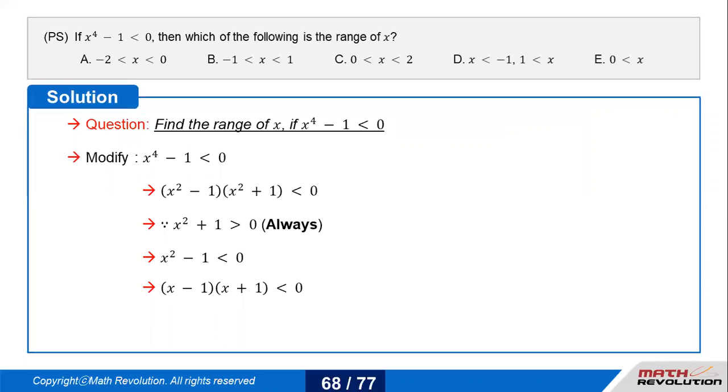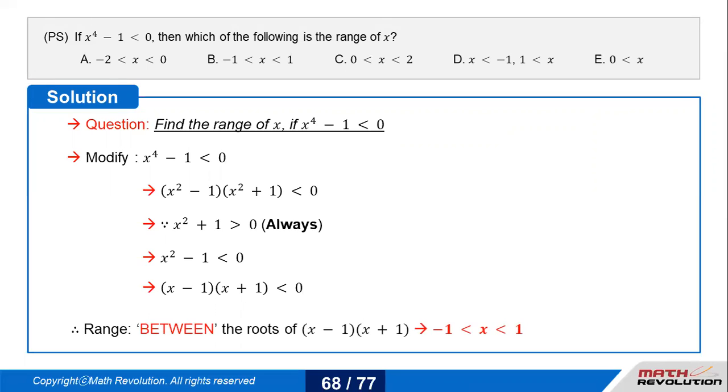Now, when this is less than 0, before getting into which factor would be negative and positive, recall the concept that x square plus 1 would always be greater than 0. If x square plus 1 is always greater than 0, that means the other factor has to be negative, because the product of two factors is less than 0. That means x square minus 1 is less than 0, which can again be factorized as (x minus 1)(x plus 1) is less than 0.